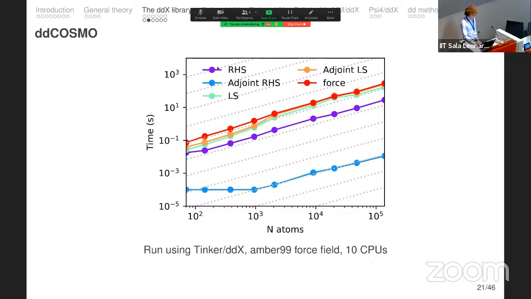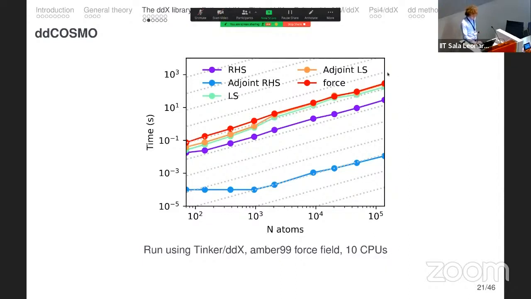And as you can see, again, those are all the steps. We have the right-hand side, which is costly, but not super costly. Then we have the adjoint right-hand side, which actually is basically for free. It's milliseconds, even for the largest system, which is a virus. And then we have the linear system, adjoint linear system, and force. And in all the cases, you will see that they take roughly one-third of the total computational cost.